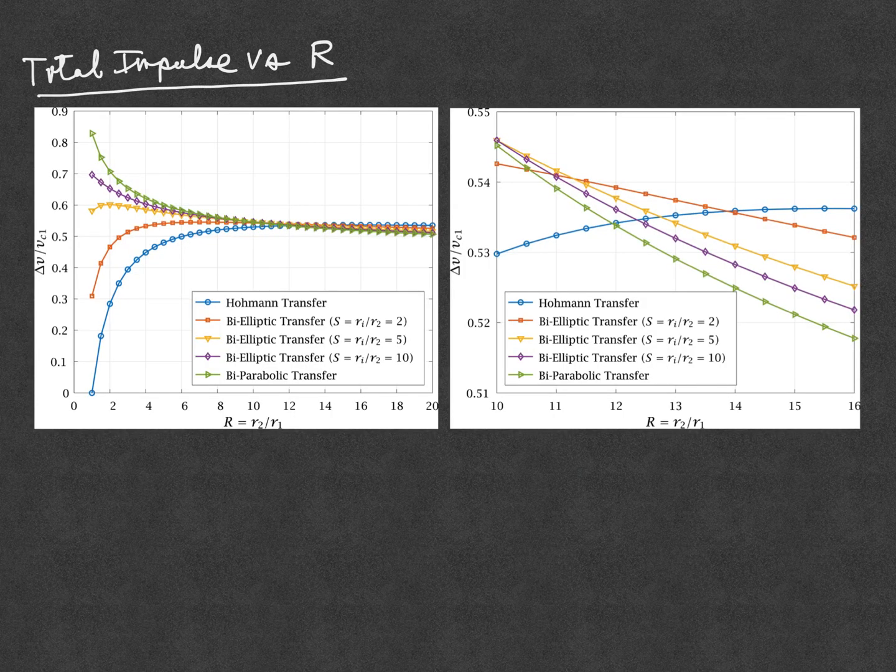So here's the total impulse versus the ratio R. Now it can be seen that the total delta V for the Hohmann transfer increases as the ratio R increases, which is a similar effect for the bielliptic transfer for small values of S. But as the value of S in the bielliptic transfer increases, the bielliptic transfer delta V actually starts to decrease as a function of R. So here are some interesting facts.